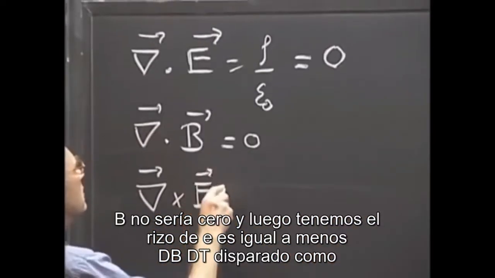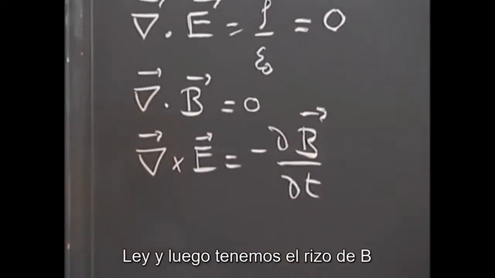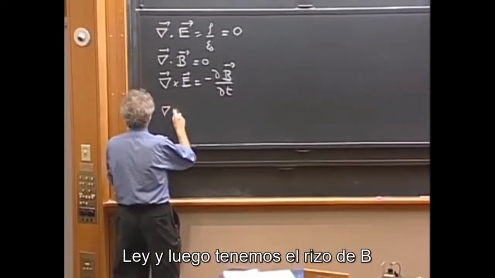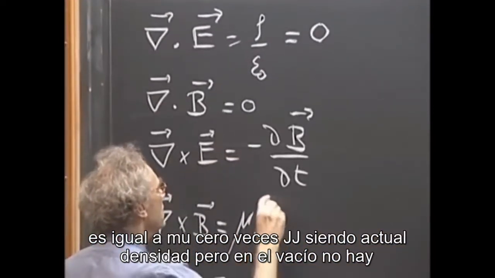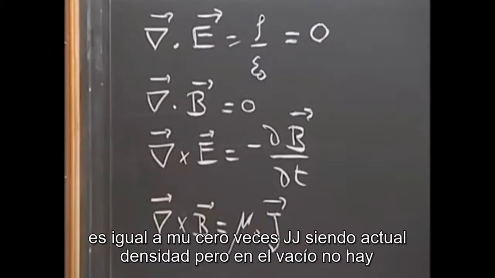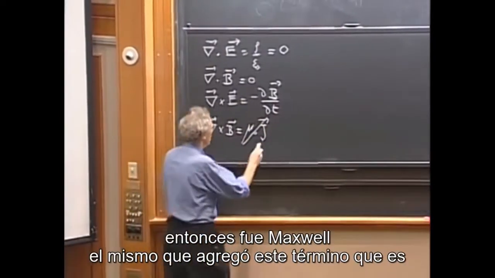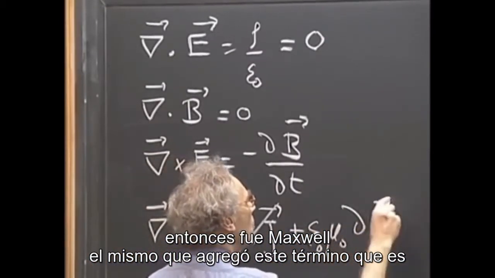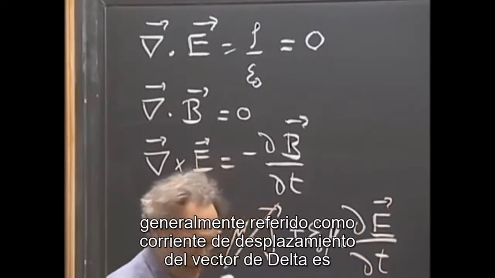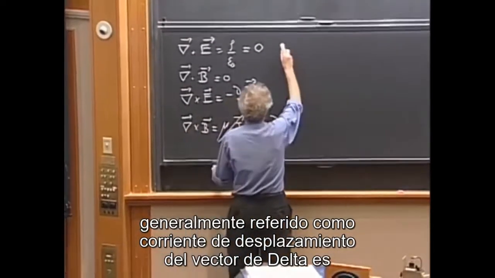And then we have the curl of E equals minus dB/dt, Faraday's law. And then we have the curl of B equals mu 0 times J, J being current density, but in vacuum there is no current, so this term is 0. This was Ampere's law in the old days of 8.02, and then it was Maxwell himself who added this term, which is generally referred to as the displacement current.